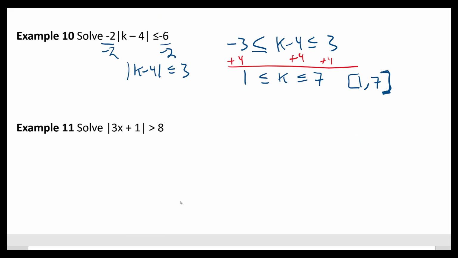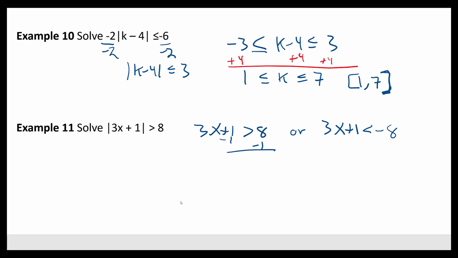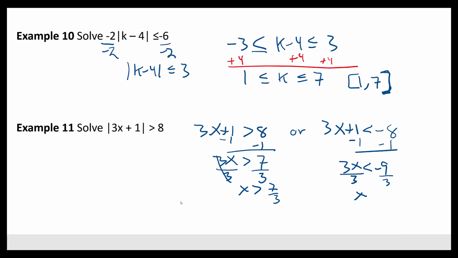Okay, and the last problem of this section and this video, the absolute value of 3x plus 1 is greater than 8. So I look at 3x plus 1 is greater than 8, or 3x plus 1 is less than negative 8. So we subtract the 1. 3x is greater than 7. We divide by 3. X is greater than 7/3. And we subtract the 1. 3x is less than negative 9. Divide by 3. X is less than negative 3.